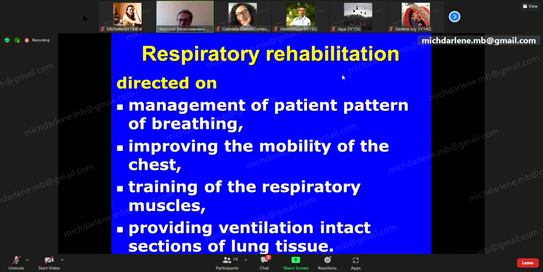Respiratory rehabilitation as a specific form of rehabilitation for patients with lung diseases is directed at management of the patient's breathing pattern, improvement of this pattern, improving the mobility of the chest, training of the respiratory muscles by special exercises, and providing ventilation of intact sections of lung tissue. Improve ventilation for intact sections.